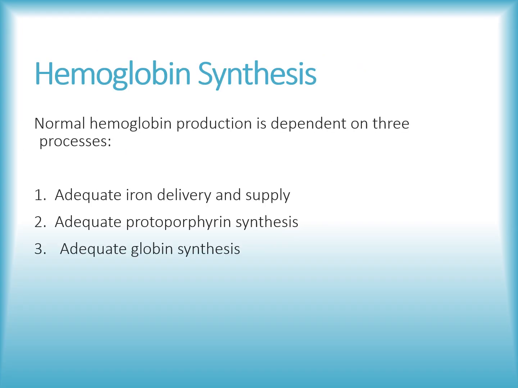Unfortunately, there are a few conditions that can cause an abnormal synthesis of hemoglobin. So let's talk about what normal hemoglobin production needs in order to be successful. The very first thing is we need adequate iron delivery and supply. So we need a warehouse of iron and we need transportation for that iron. We need adequate protoporphyrin synthesis and we need adequate globin synthesis. So if any one of those things is disrupted or abnormal, we cannot get a normal hemoglobin synthesis.